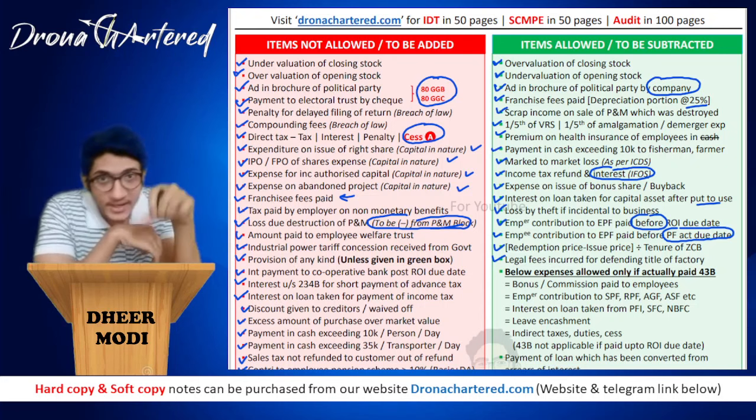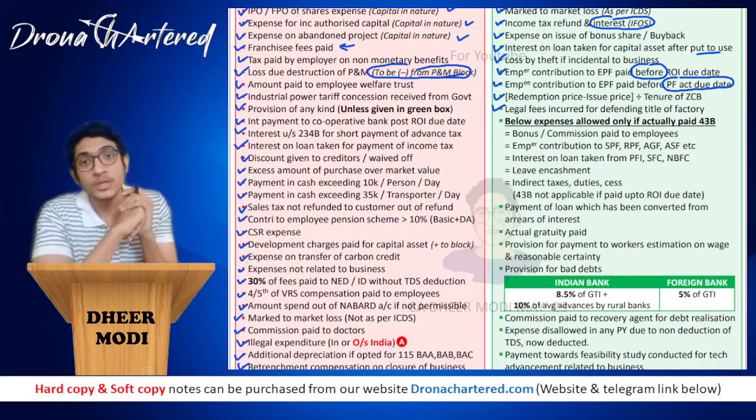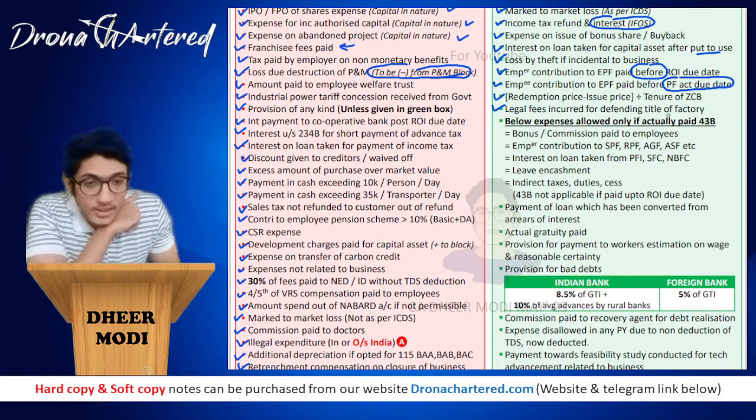Now we are coming to section 43B. Some expenses will be allowed only and only if they are actually paid. These are your 43B expenses. These will be allowed only if they have actually been paid.